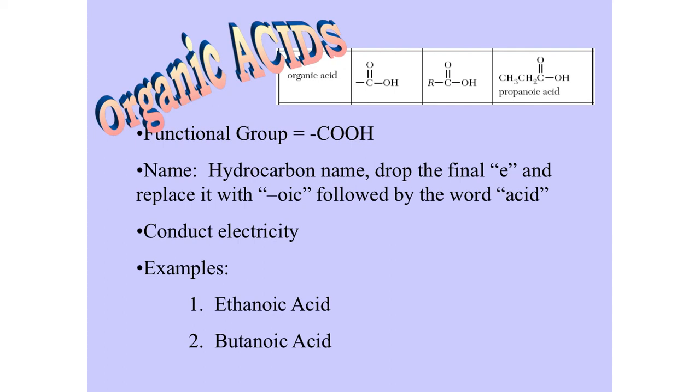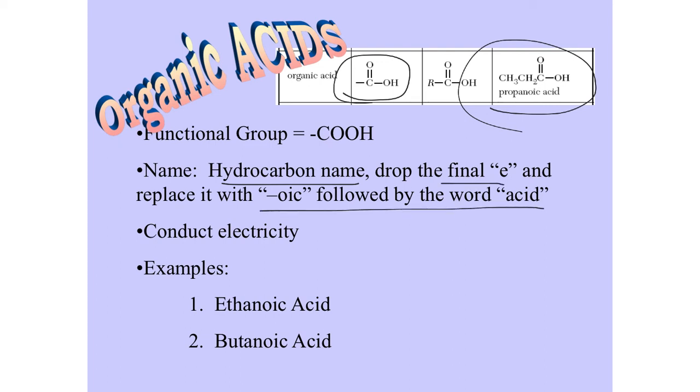Next group we have is organic acids. Organic acids have a C double bond O, OH on the end of a carbon chain. And the way that we are going to name them, again, we're going to follow this example here. So that example is propanoic acid. So if we have 1 carbon, it would be methanoic acid. 2 carbons would be ethanoic acid, and so on. So it's going to be the hydrocarbon, drop the final E, and add oic acid to the end.